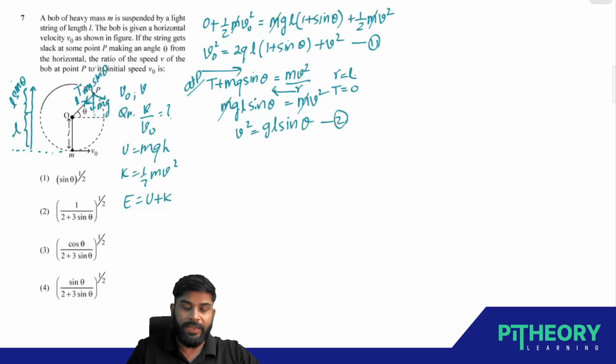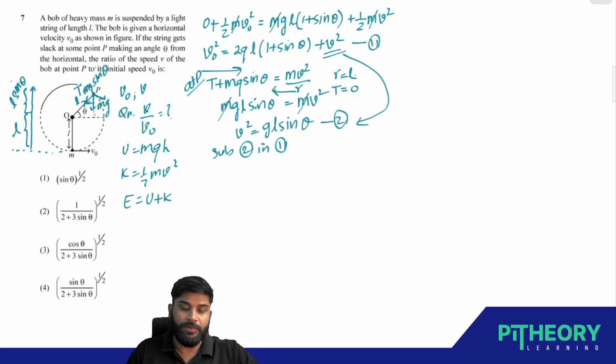So here is our first equation, and here is our second equation. What we can do is substitute the second equation into the first. In place of v square, you can substitute this equation. So what am I going to get here? v naught square is equal to 2gL into 1 plus sine theta, plus v square, which is nothing but gL sine theta.